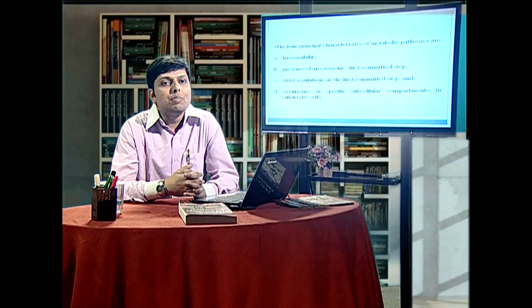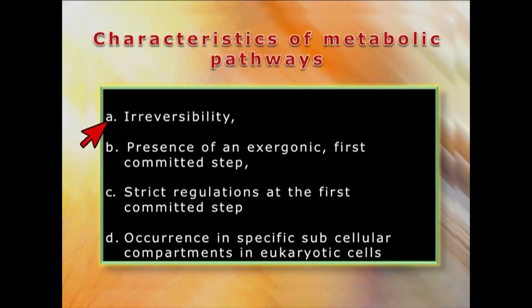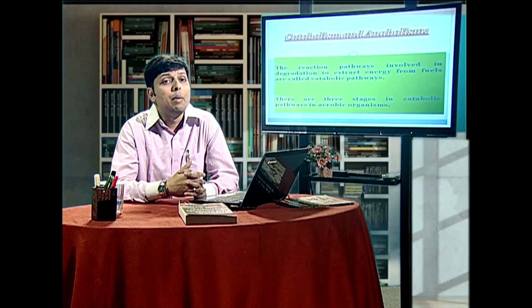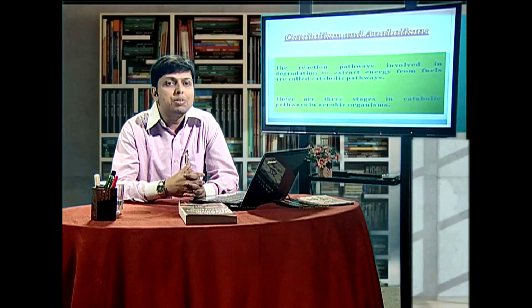There are four principal characteristics of a particular metabolic pathway, and these are irreversibility, the presence of a first exergonic committed step, a tight regulation at this particular step, and number 4 is compartmentalization, that is the occurrence of metabolic reactions within particular subcellular compartments in case of eukaryotic cells. Now, metabolism can be classified broadly into two subtypes, the catabolism and the anabolism.